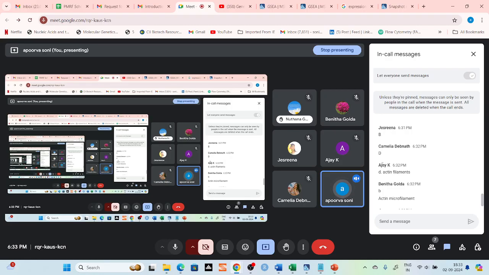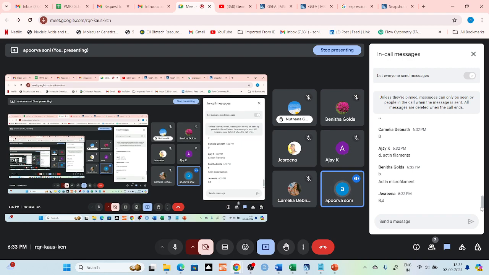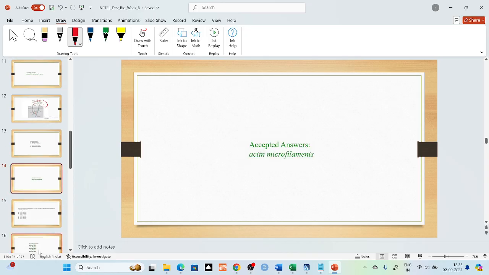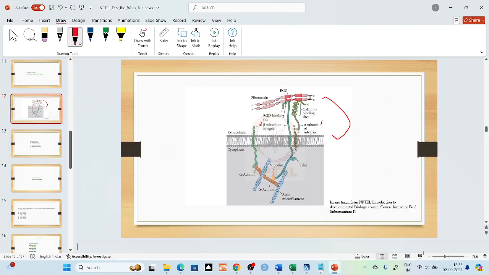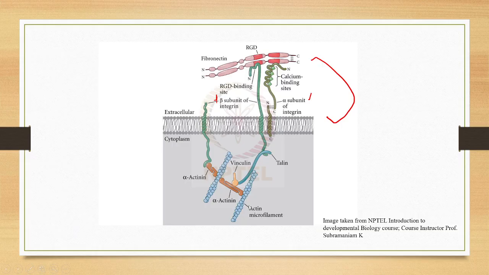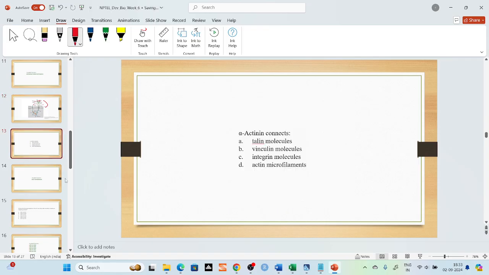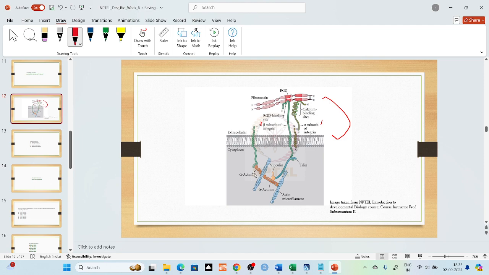So Camellia has answered D, Ajay has also answered D, Benita has answered D, and Jasrina has answered B and D both. The D option, which is actin microfilament, is correct. You can see in this figure, this is the actin microfilament and this is your alpha actinin. So alpha actinin is connecting what? The actin microfilament. This is also actin microfilament. Our question was what alpha actinin connects. From the name itself you can guess: alpha actinin.